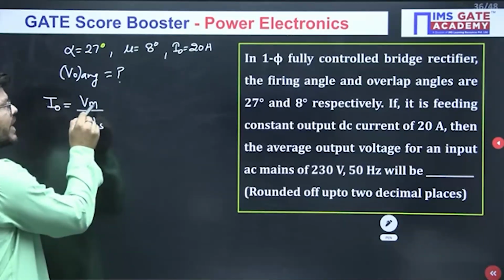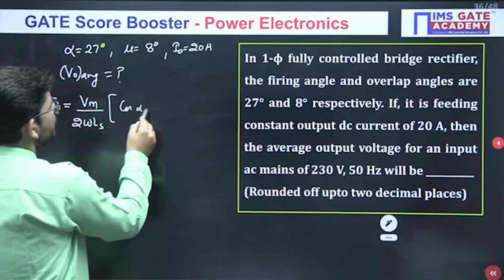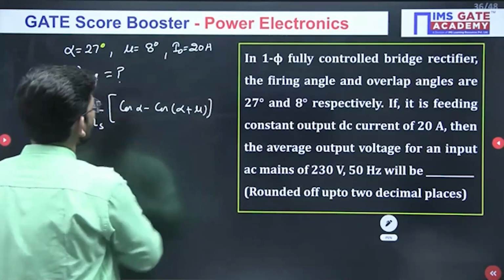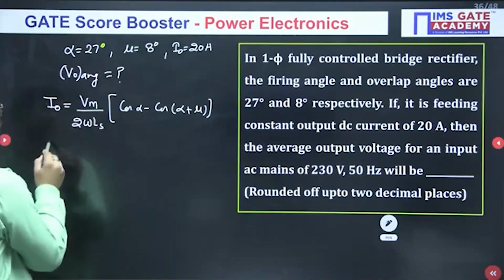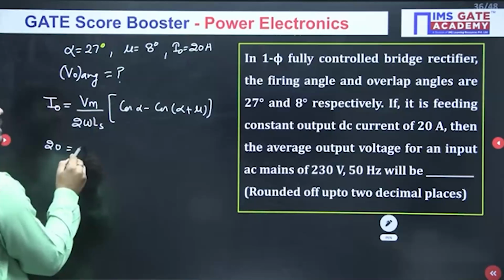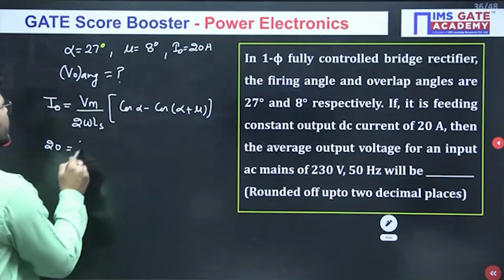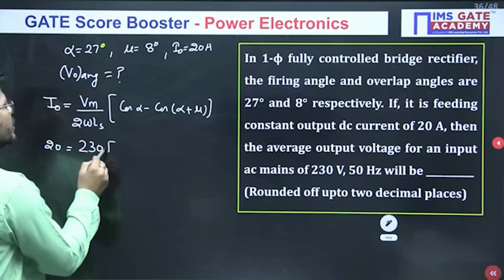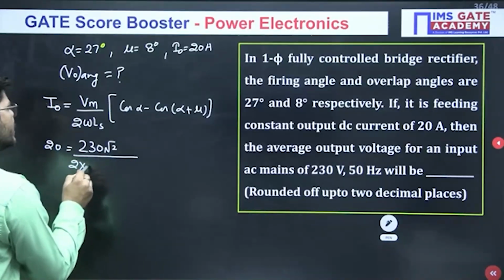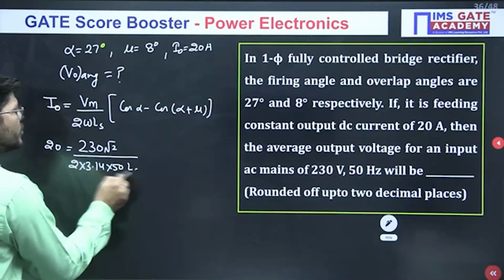And in three phase, you will take VML, the line voltage. Cos of alpha minus cos of alpha plus mu. This is the formula. Okay. Now just see, we have been given the current, which is 20 ampere. Vm is the maximum value of the voltage. So what is the voltage? 230 volts. So the maximum value will be 230 root 2 divided by 2 omega Ls. Omega Ls means 2 pi f times Ls, and the Ls value is not given to us.